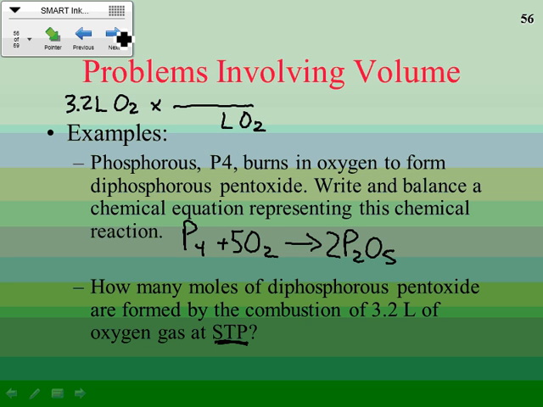So liters of O2 is what goes on the bottom. Then what? Well, tell me units. What are we going to go to here? Can we go to moles of O2 from liters of O2? On this one, yes. Why? Because we're at STP. Okay, so in 1 mole of O2, how many liters are there? 22.4.